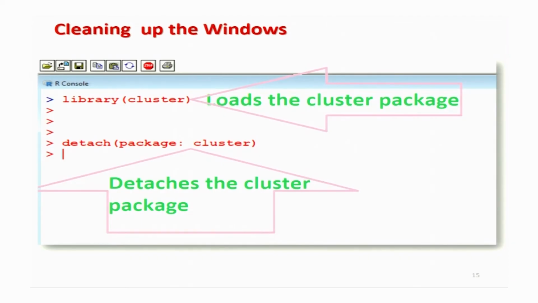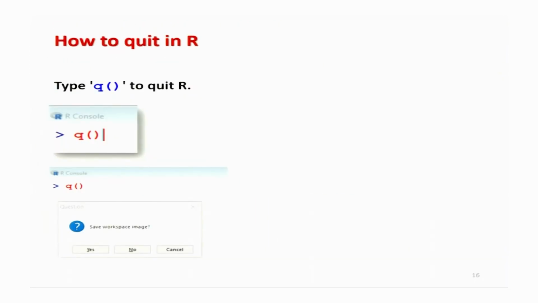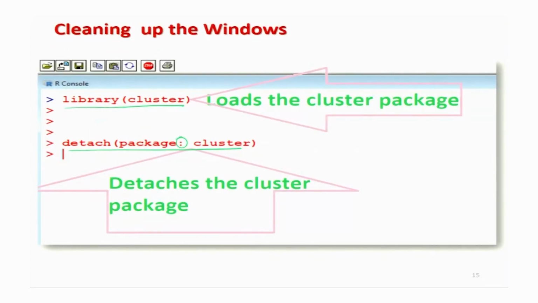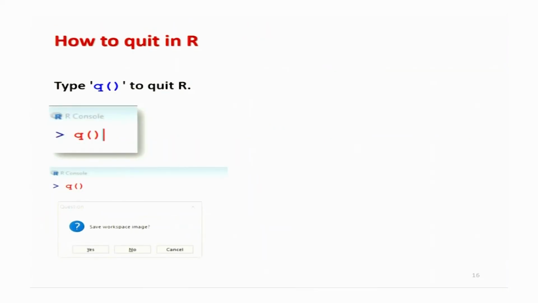So, for example, I can show you here, suppose I try to load a package using the command library(cluster). This will load the cluster package, and then if I write detach(package:cluster), it will remove the package from the library, from the search path. And in case you try to use it again, it will say that this is not available.